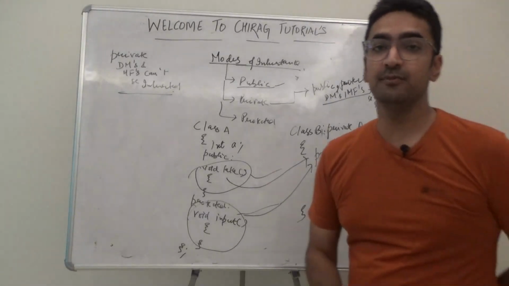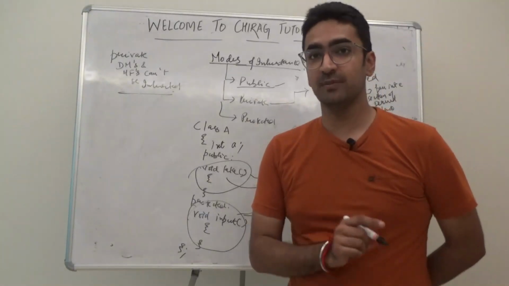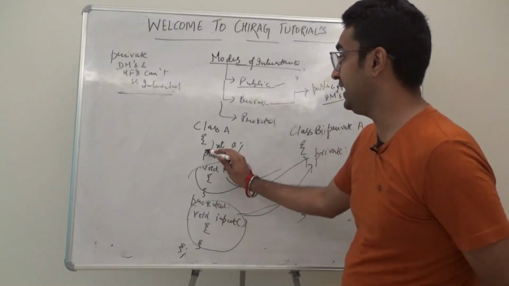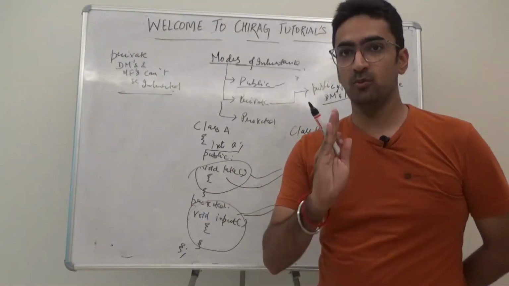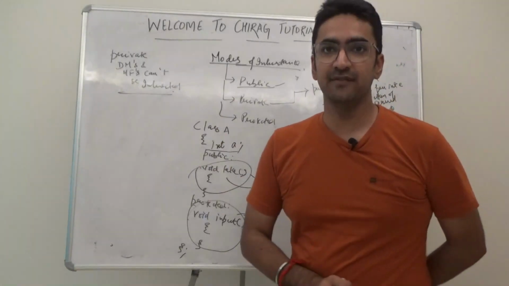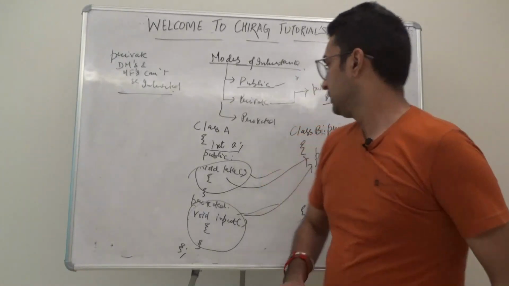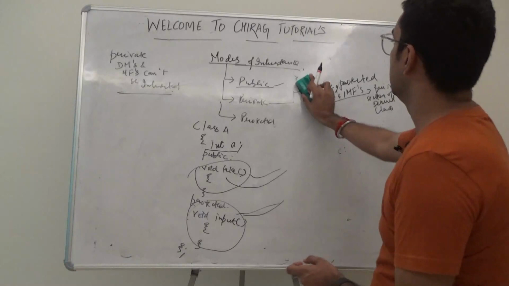It means they cannot be accessed outside class B. And again int A never got inherited because it is a private data member. Only void take and void input from public and protected by default will go in the private section of class B. This is the private mode of inheritance.